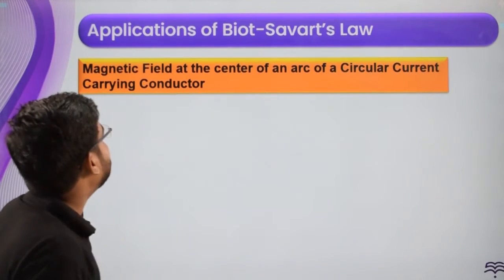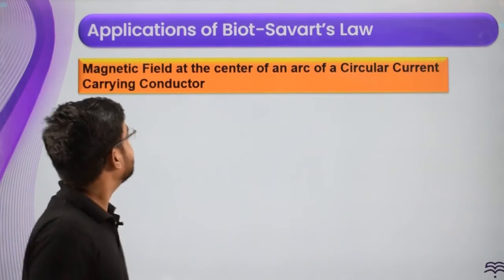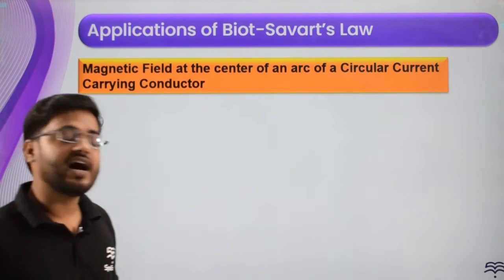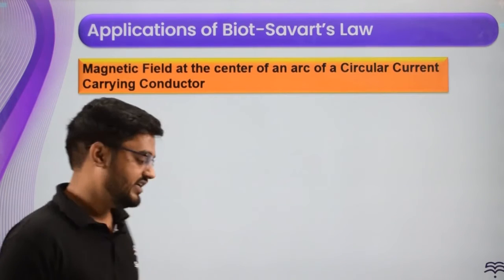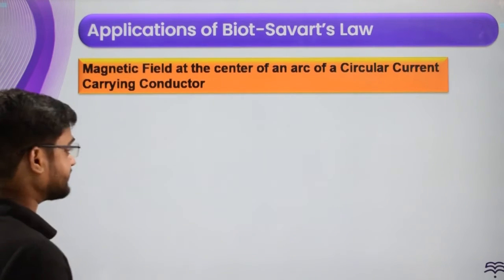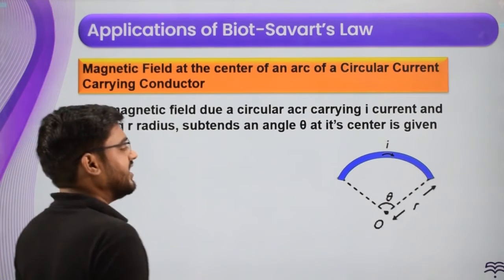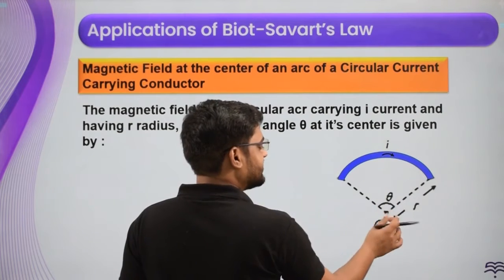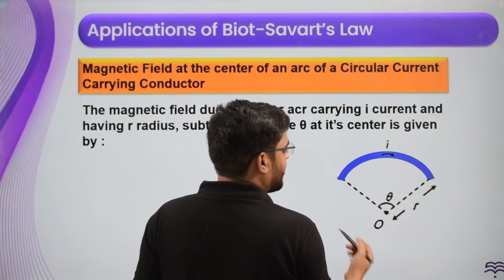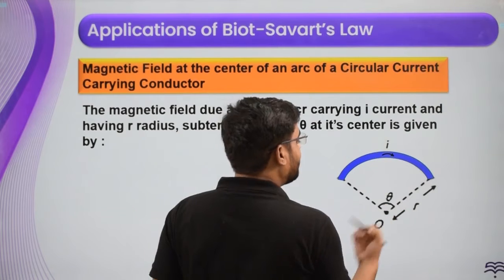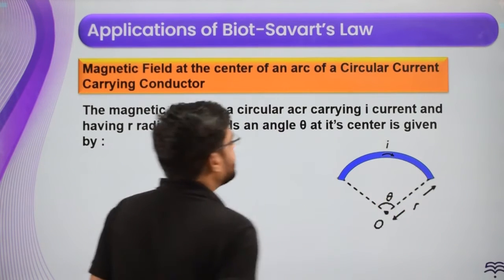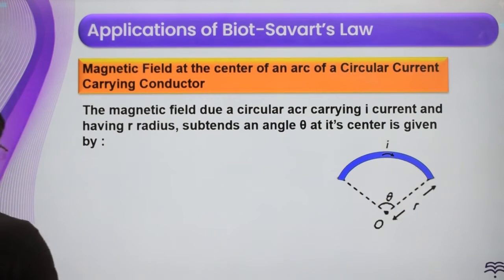This is our third application of the Biot-Savart's law, and here we are going to find the magnetic field at the center of an arc. It is just an arc carrying some current. This arc has current I, and we are going to find the magnetic field at this point, where it subtends an angle of theta, and the radius of the arc is R, as you can see. So I have to get the magnetic field due to this arc.